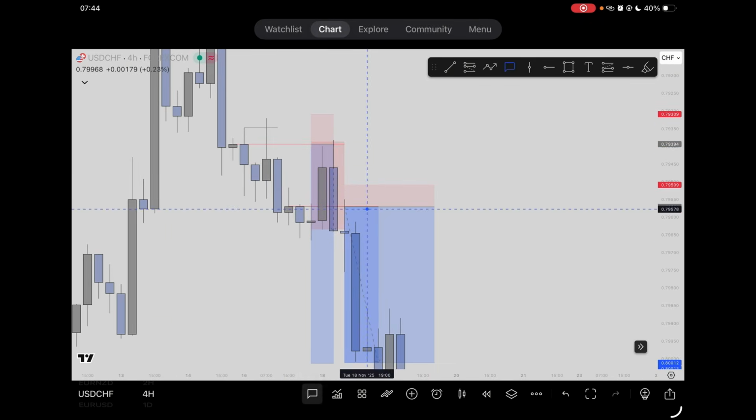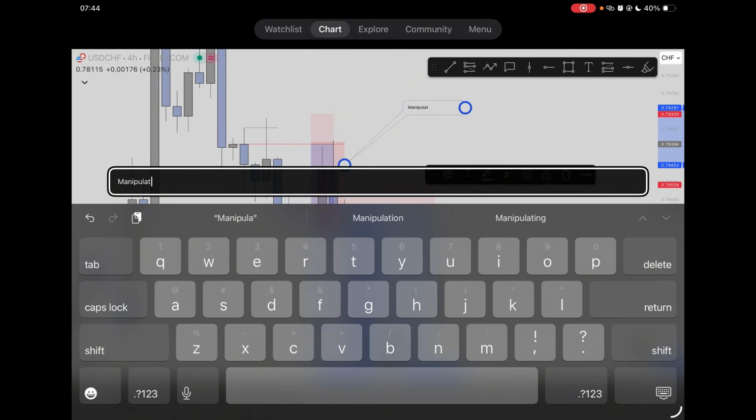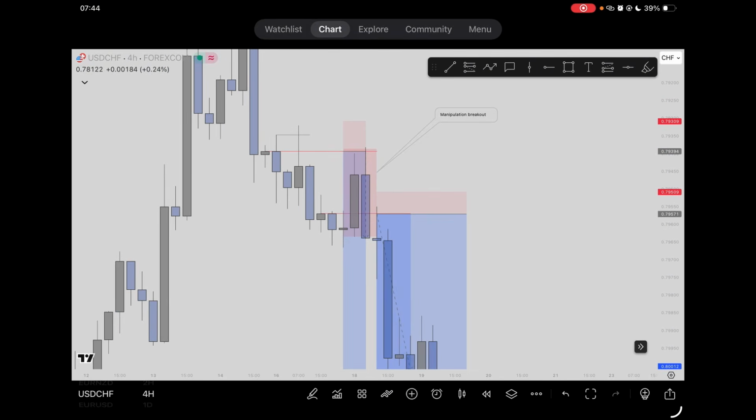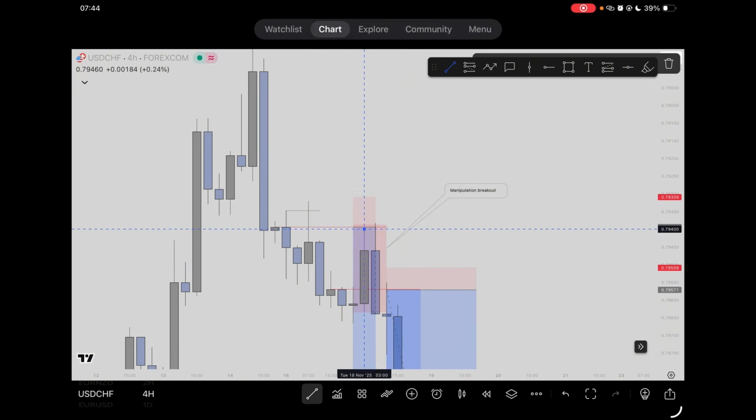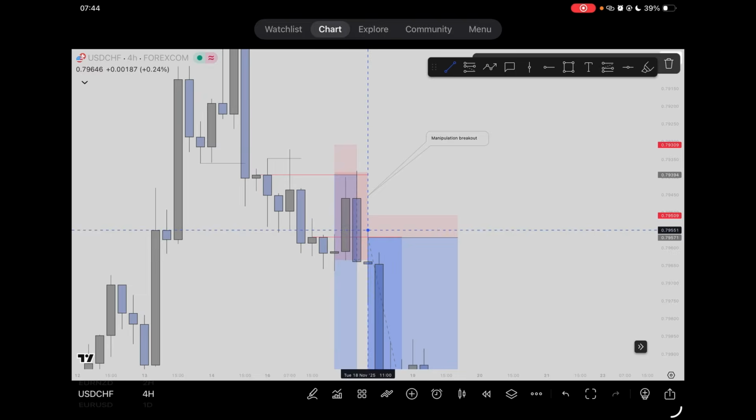So looking at this, let's tap something there. Manipulation breakout. That's the manipulation breakout candle, because we are not bearish. You can see we have been giving our main break here bearish. The main break has been bearish, and we have been giving us bearish breaks so far.